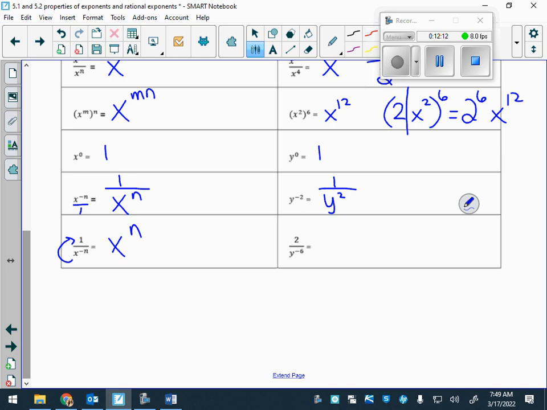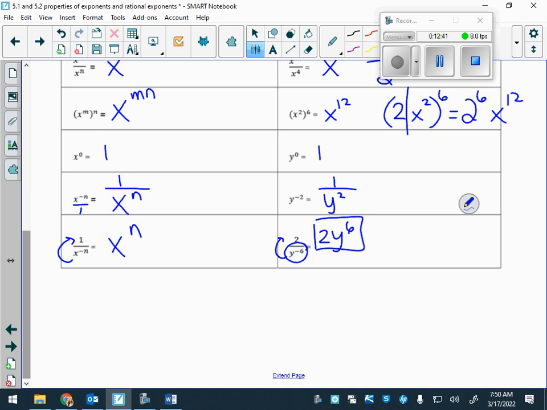Then for this one, you have 2 over y to the negative 6. What is the only thing moving? Anthony. 2 stays the same. y to the negative 6. 2 is not affected by the negative exponent. So the only thing that moves is y to the 6. Okay?